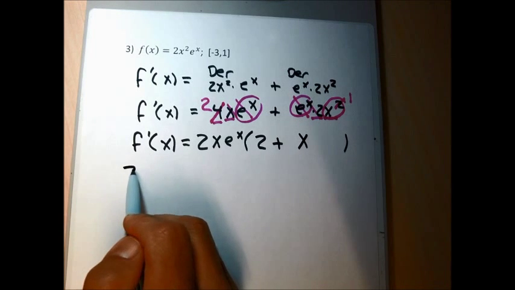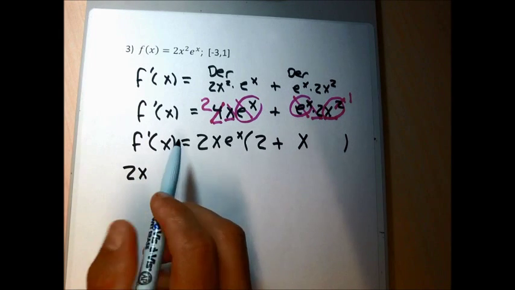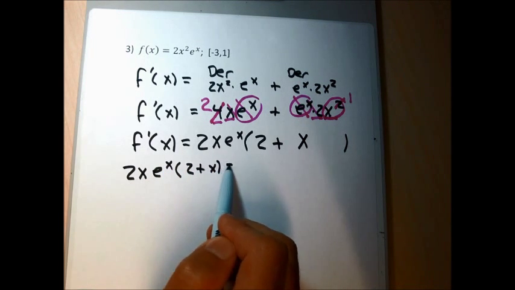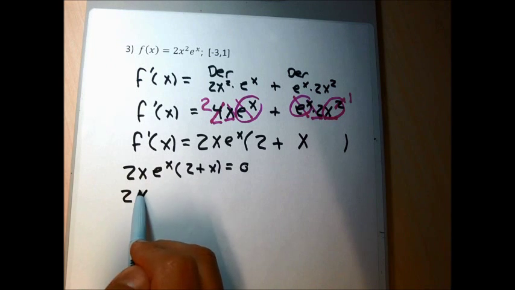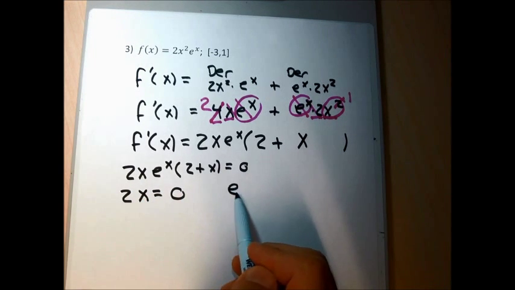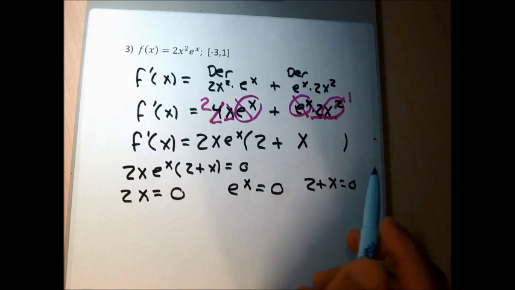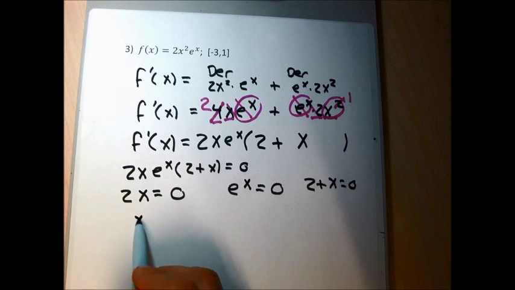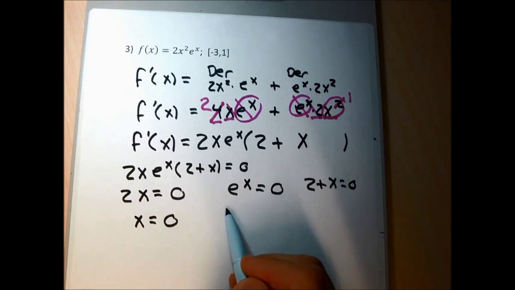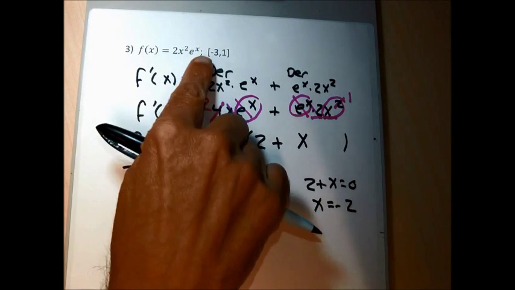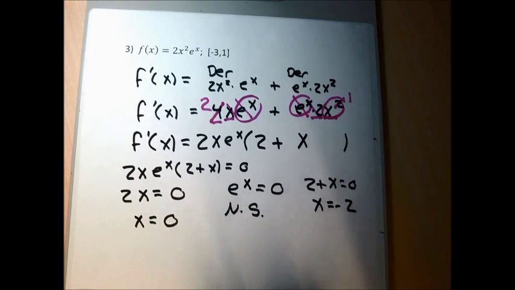Now that I have my factoring, I set the derivative equal to 0. And that's going to cause me to go 2x equal to 0, e to the x equal to 0, and 2 plus x equal to 0. For the 2x equal to 0, you divide both sides by 2 and get x equal to 0. e to the x can never be 0, so there's no solution there. And for this 2 plus x equal to 0, you minus 2 from both sides, and you get x equal to minus 2. Because both of those numbers are between negative 3 and 1, they belong in my table.